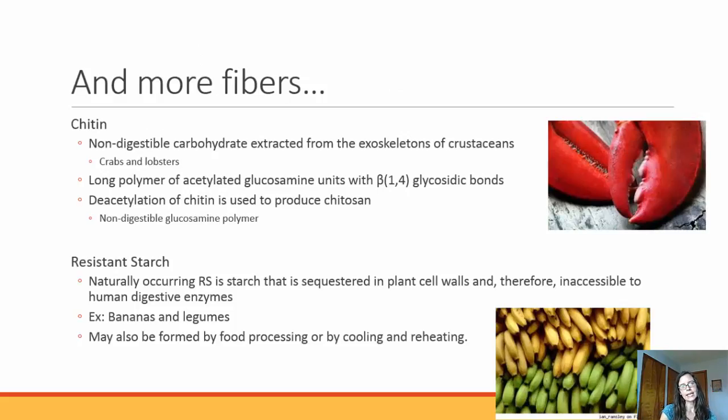And then we have chitin and chitosan, which are used as functional fibers and extracted from crustacean exoskeletons. And like we talked about the first week, we also have resistant starches, which typically means that the starch is in there and we might be able to digest it, but it's sequestered in a plant cell wall so that we can't get to it. We don't have the ability to access those carbohydrates. So they could be naturally occurring, or we could get them from food processing.